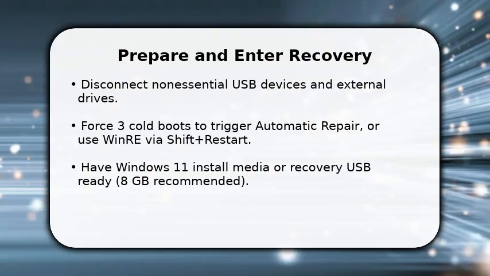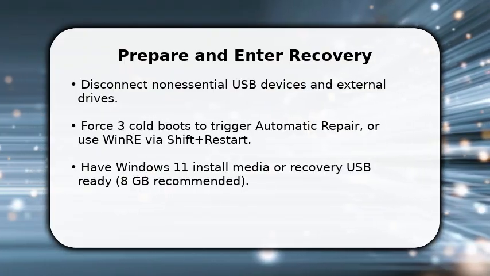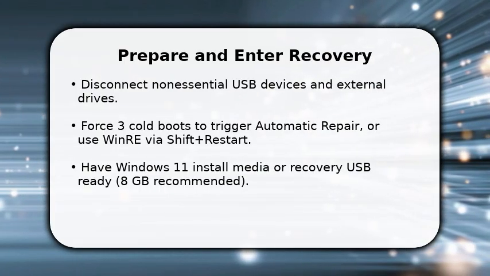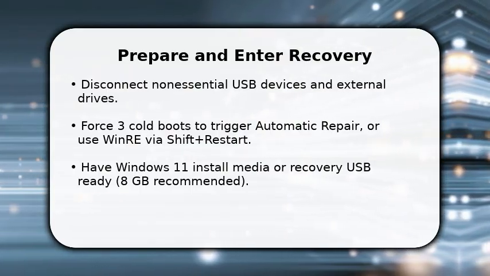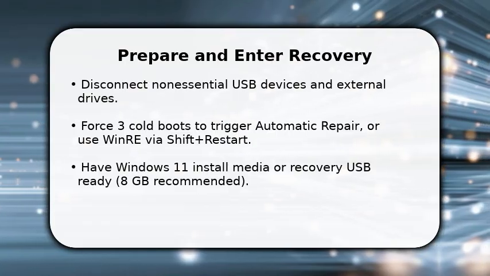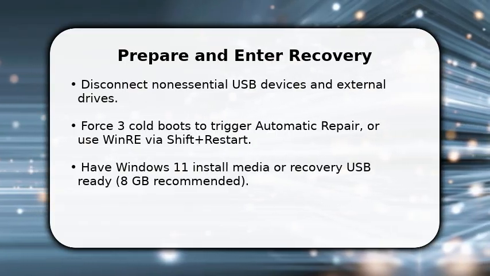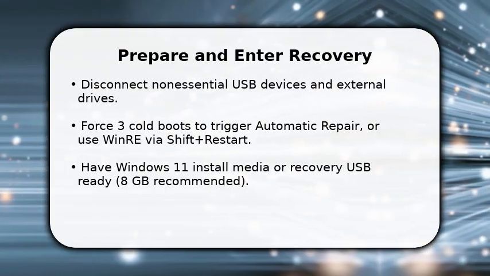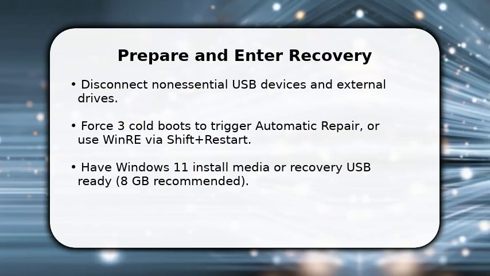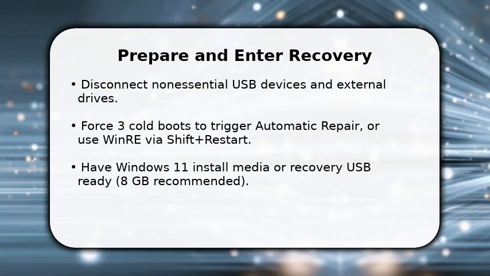You start by forcing Windows into its recovery environment so you can act. This avoids guessing. Disconnect peripherals, then perform 3 interrupted boots or hold Shift and choose Restart to load WinRE. Once in WinRE, select Troubleshoot and Advanced Options. This is where you'll access Startup Repair, Command Prompt, and System Restore. Make sure your recovery USB is at hand.